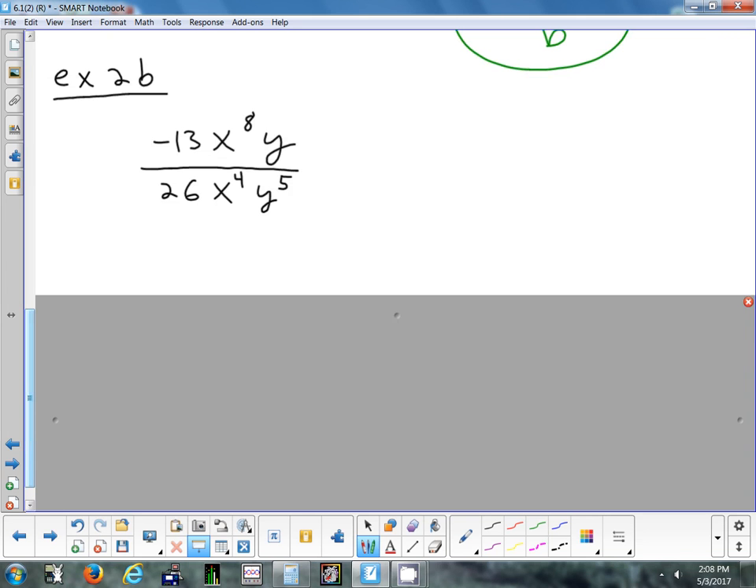Ashley, step 2. Reduce both big numbers with exponents. Yes or no? Do we have whole numbers with exponents? Big numbers? No. Then this negative 13 would have to have something here. The 26 would have to have something there. We don't have that.